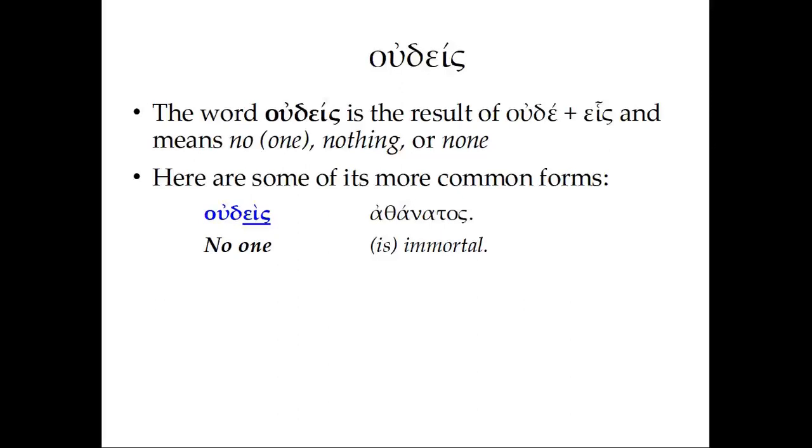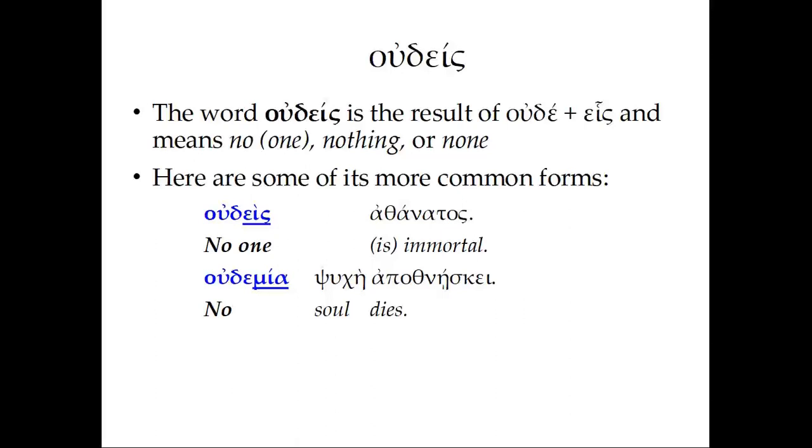Let's look at a feminine form of this. Again, it's going to be oude plus the right form of heis, in this case, mia. Oude mia psuchē apothnēskei. So in this case, we're saying not no one, because this oude mia is actually modifying psuchē, which is the word for soul. So no soul dies. Literally something like not one soul dies.